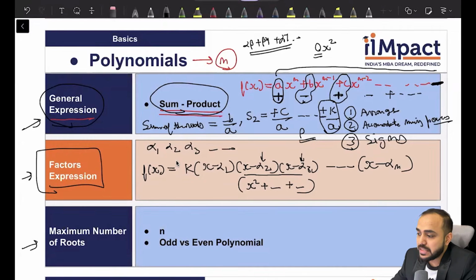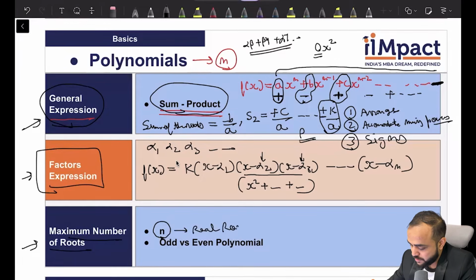What are the maximum number of roots that are possible? For a polynomial of n degree, the maximum number of roots that you can have is n, which is the degree of the polynomial. The caveat is, when I say maximum number of roots, I'm talking in terms of the real world. So n real roots is the maximum that you can have for a polynomial.